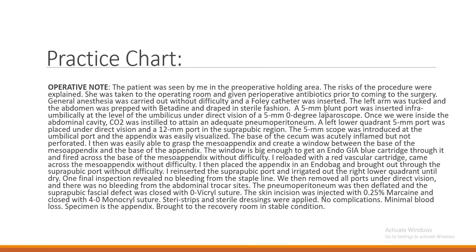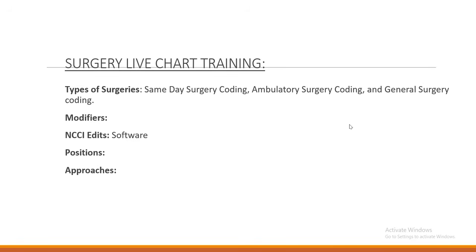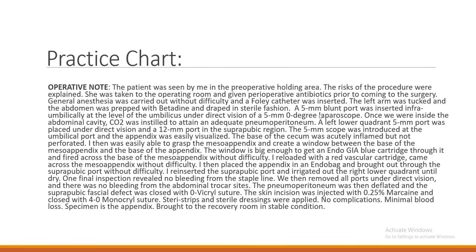So a 5 mm blunt port was inserted infraumbilically at the level of the umbilicus under direct vision of a 5 mm 0 degree laparoscope. Okay. So these are the key things here you need to understand.